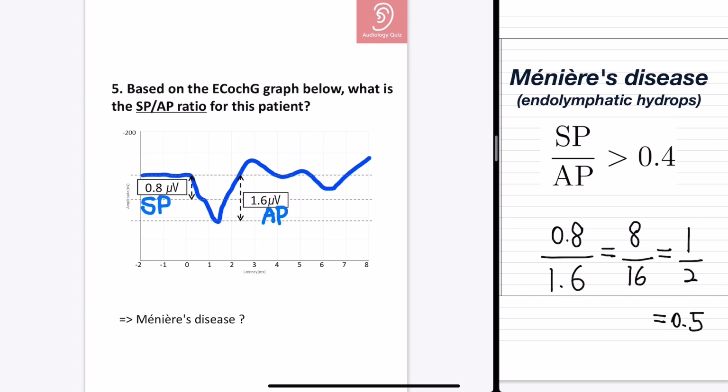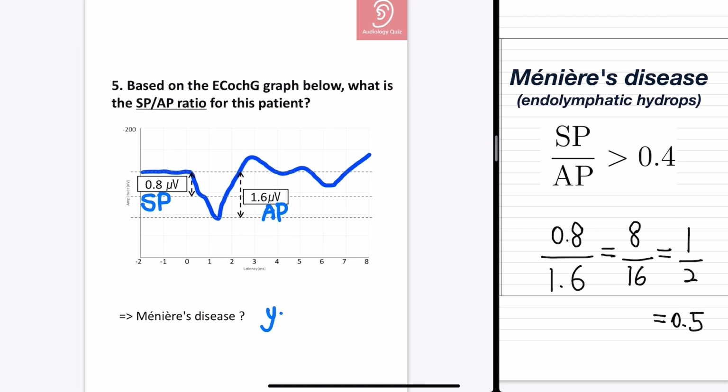Step 4. Interpret the result. A normal SP to AP ratio is usually 0.4 or lower. If the ratio is higher than 0.4, it suggests endolymphatic hydrops, which is commonly associated with Meniere's disease. Since this patient's ratio is 0.5, it is higher than normal and may indicate Meniere's disease. So, the correct answer is 0.5. Since this is greater than 0.4, this patient's ECochG results suggest the possibility of Meniere's disease.